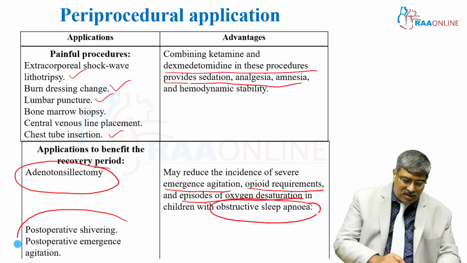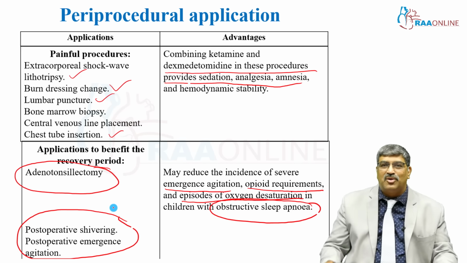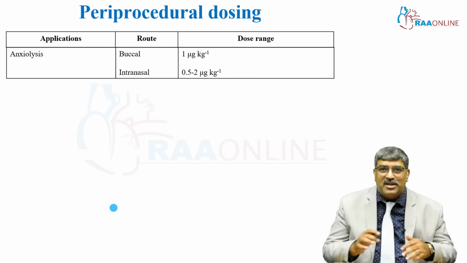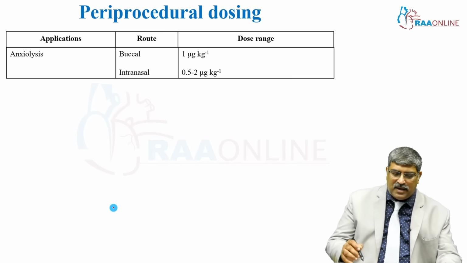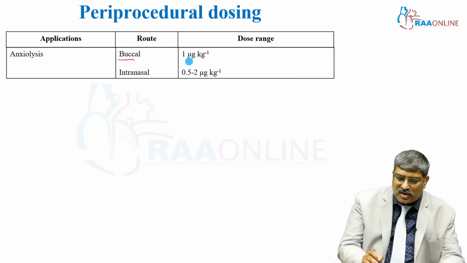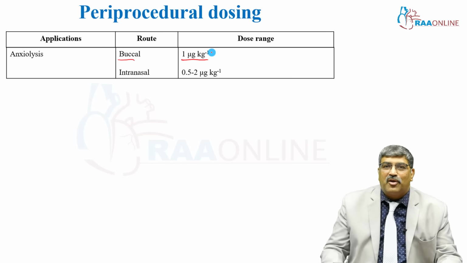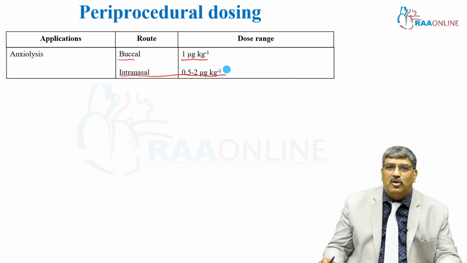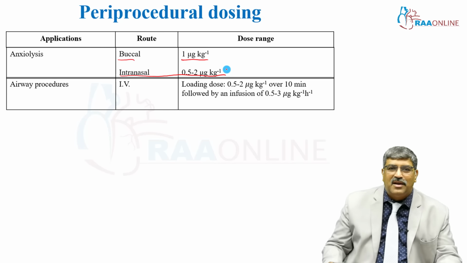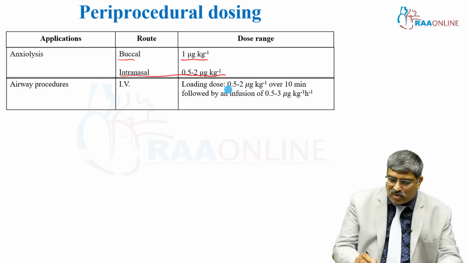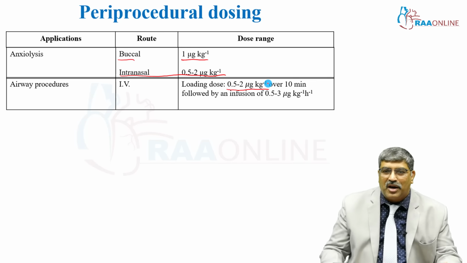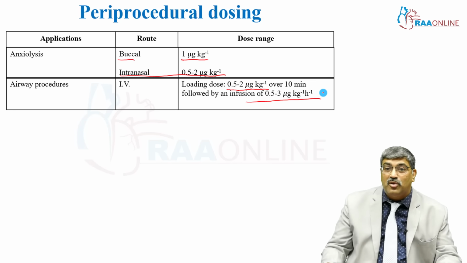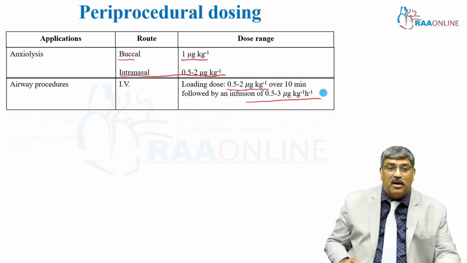Apart from that, in the postoperative period, it is shown to reduce shivering and emergence agitation. Coming to the dosings in various applications, in anxiolysis, you can use buccal at a dose of 1 microgram per kilogram. Intranasal, it is 0.5 to 2 microgram per kilogram. Airway procedure, you give a loading dose of 0.5 to 2 microgram per kilogram over 10 minutes, followed by an infusion of 0.3 to 3 microgram per kilogram per hour.